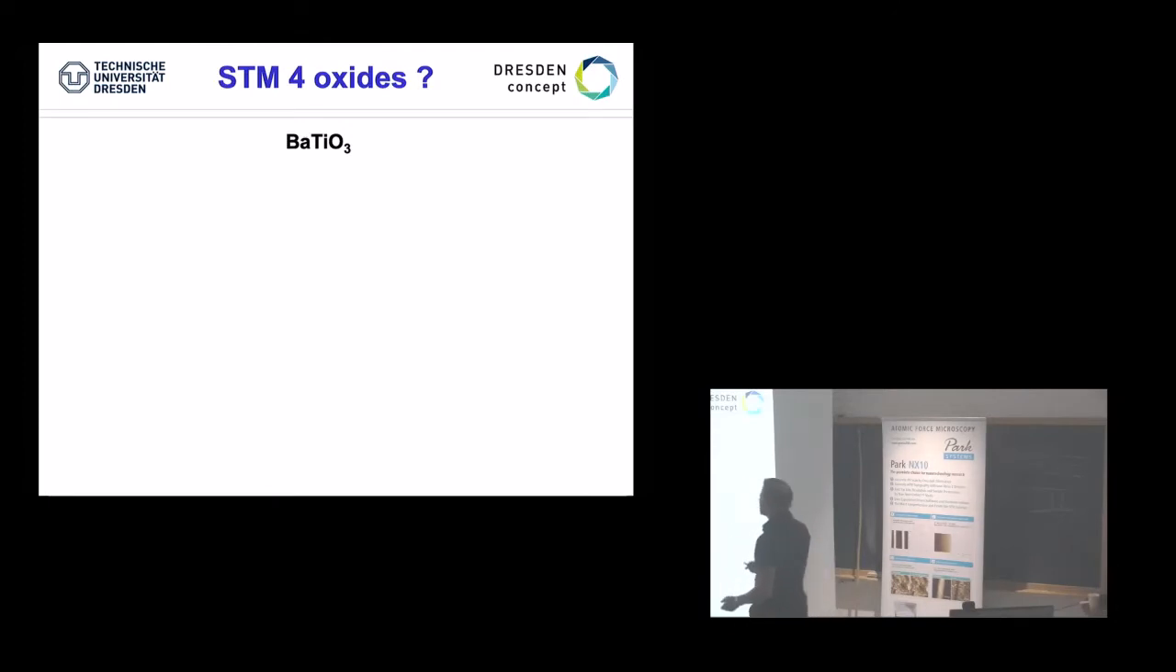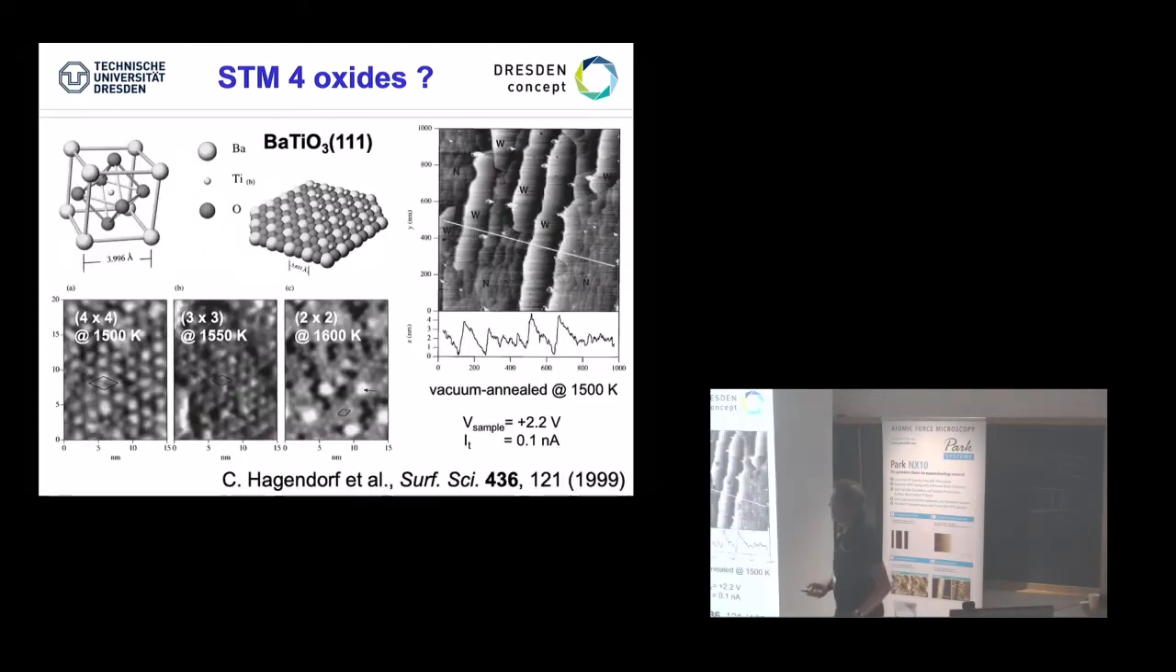So can we use STM for oxides? And the answer is, well, partially, I would say. We need the band gap, definitely. We have a band gap in barium titanate. We have a band gap in most of the oxides. And these go up really up to 9 or even 10 electron volts.